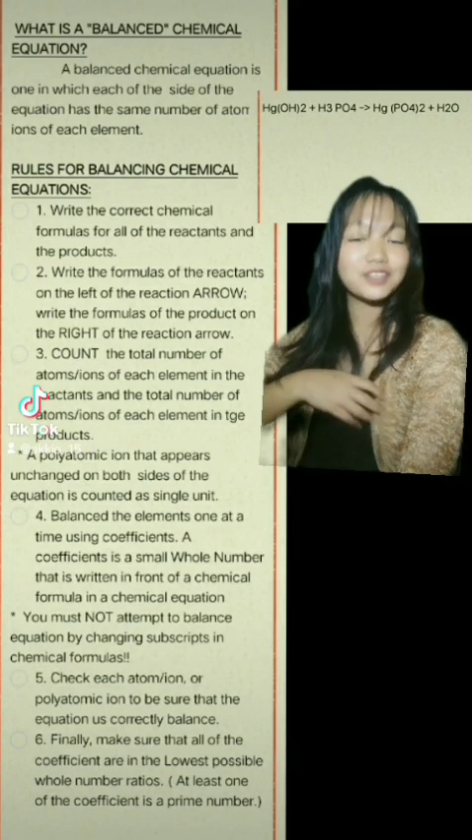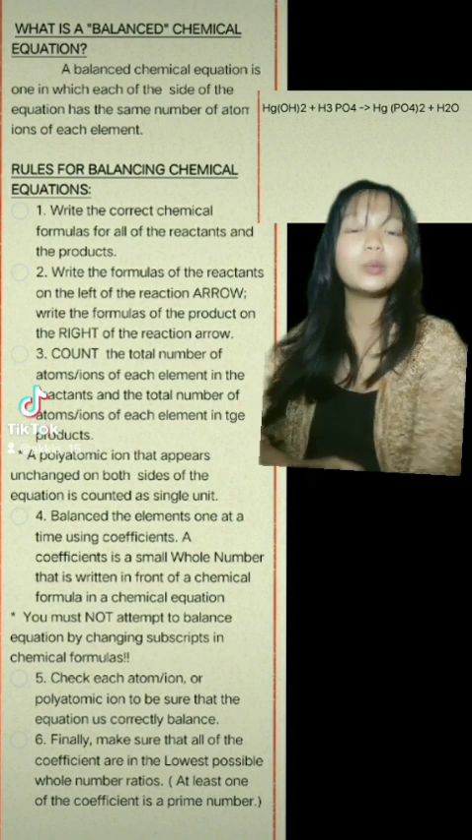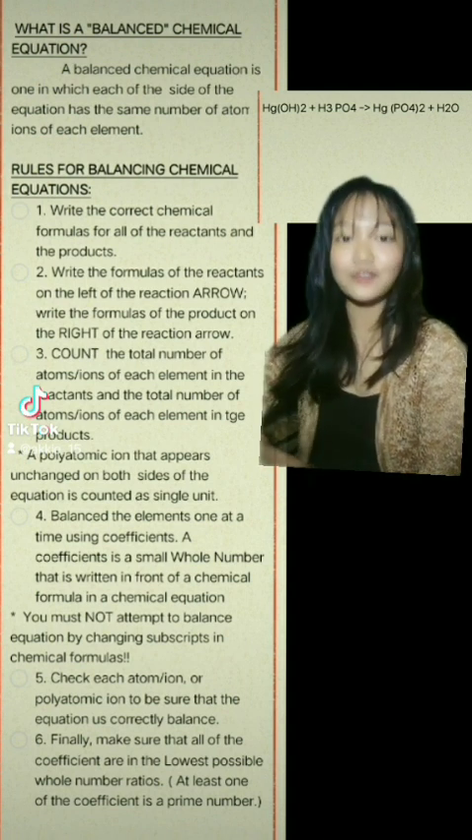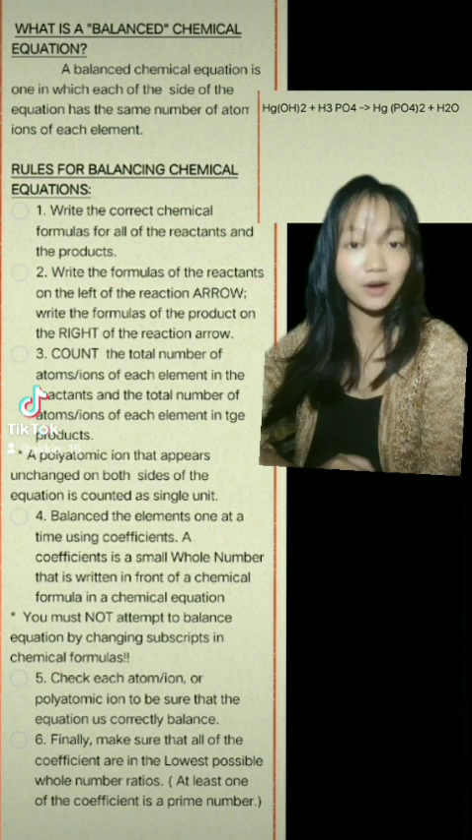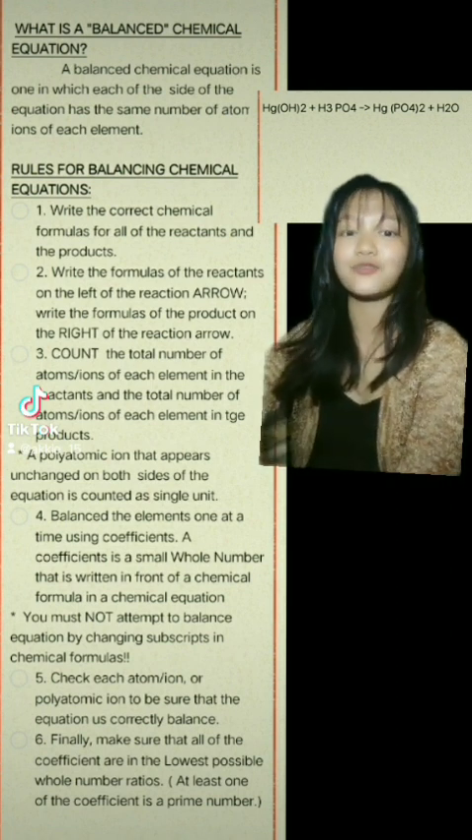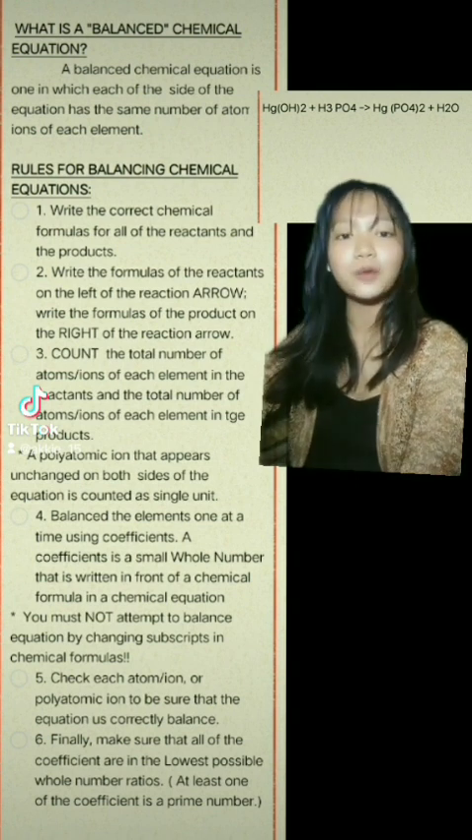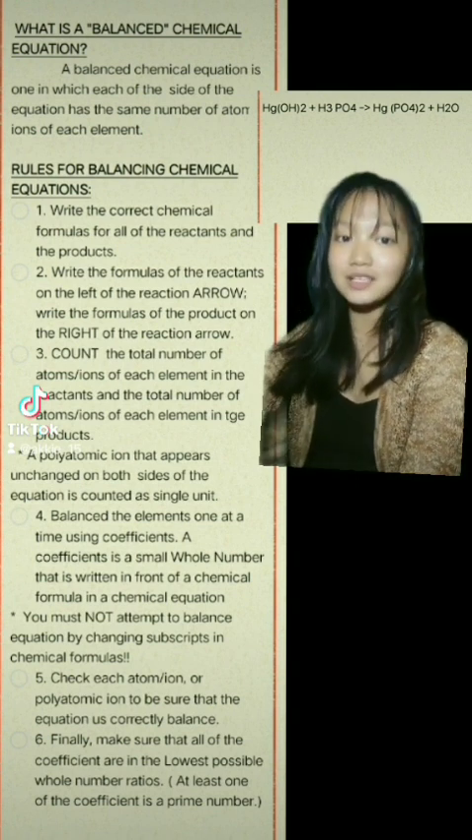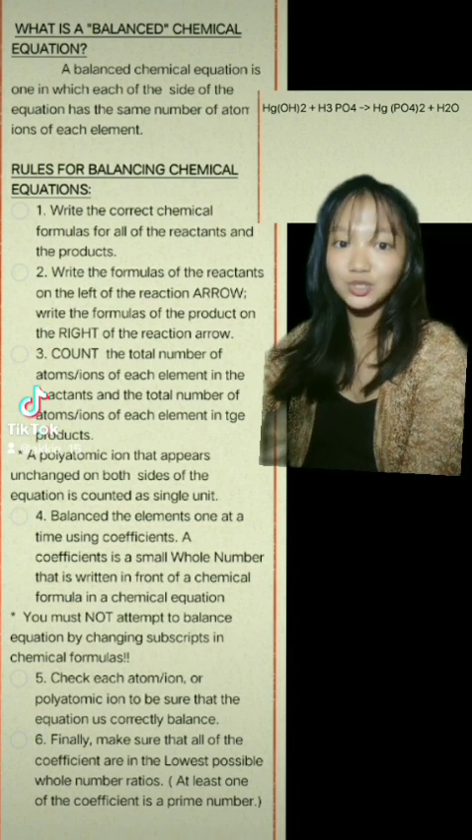I am Christhalen Fernandez, and in this video, we will be balancing a chemical equation. The chemical equation shown above can be read as mercury hydroxide reacts with phosphoric acid and produces the product mercury 2 phosphate plus water, or H2O.